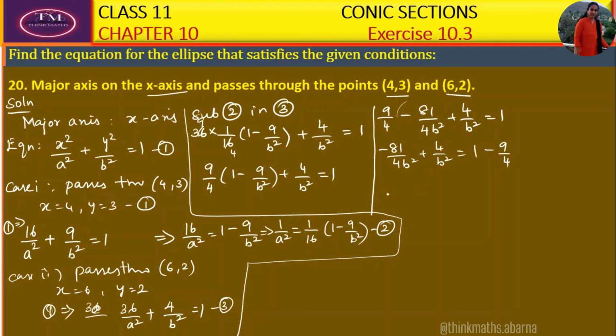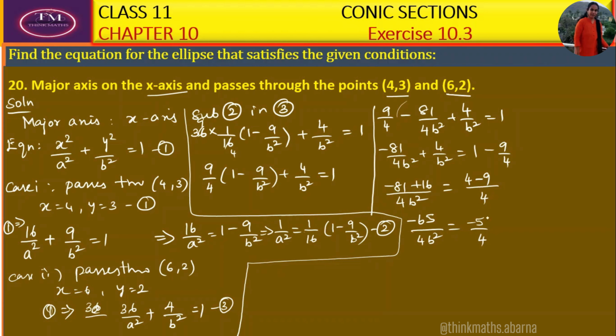So taking 4b square as LCM. So here it will be as such minus 81. We here multiplying by 4. So it is plus 16 equal to, here also taking 4 as LCM, it will be 4 minus 9. So minus 81 plus 16 is minus 65 by 4b square. 4 minus 9 is minus 5 by 4.